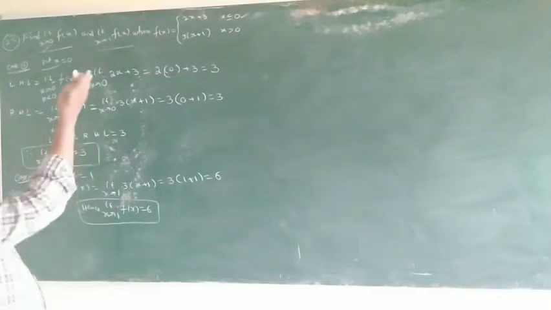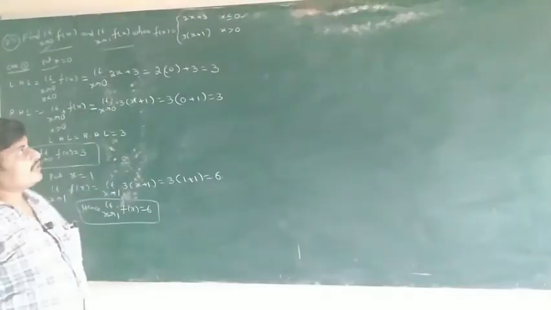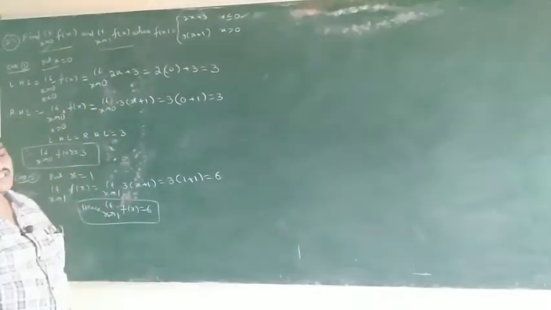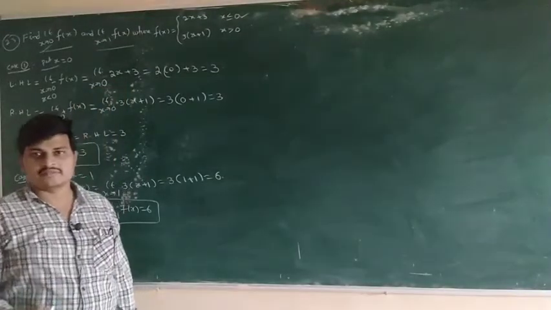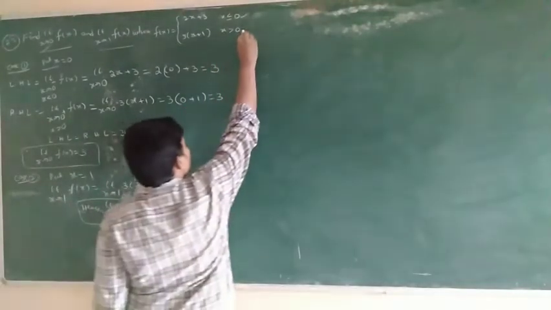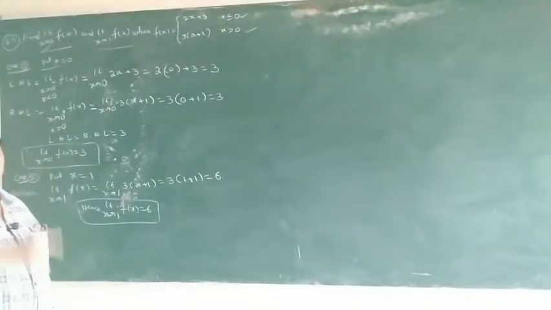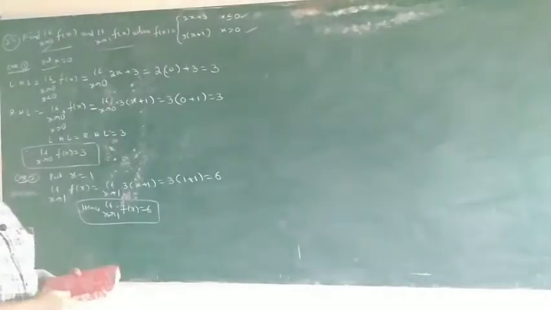For example, LHL means 1 minus, which means less than 1. Here there is no less than 1. Right hand limit means greater than 1. There is no greater than 1. Only less than 0 and greater than 0 are given, not greater than 1 or less than 1. So limit x tends to 1 is only in the greater than 0 part, and 1 is greater than 0. So only that function. Okay, clear.